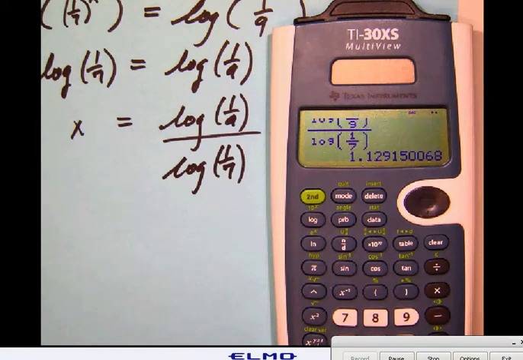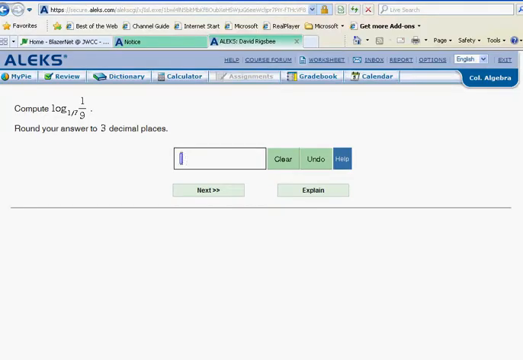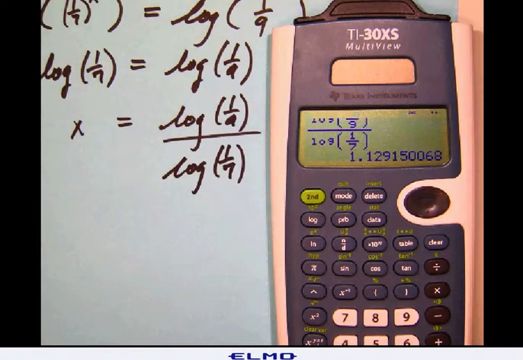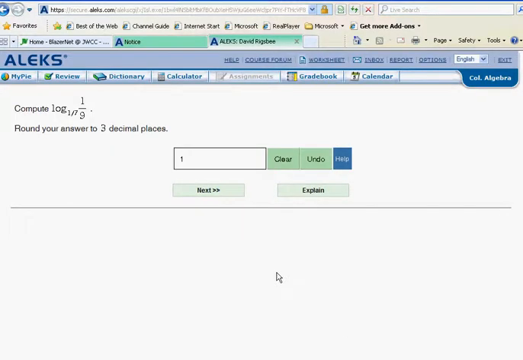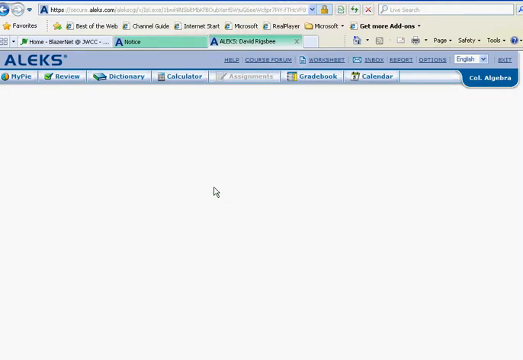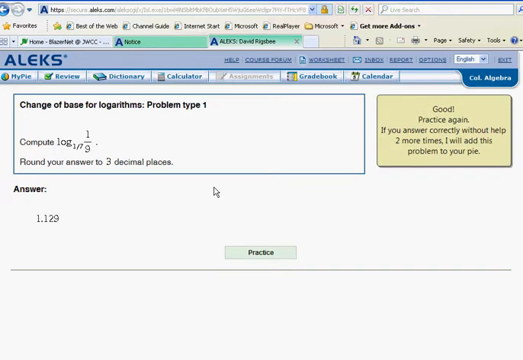Let's go back and see what it is that ALEKS wants here for rounding. And we can see they want this to 3 decimal places. So looking at our calculator here one more time, we can see that we have 1.129. The next digit's a 1. So 1.129 is what we want to go with. 1.129. And let's check it. And we see that we are good to go.